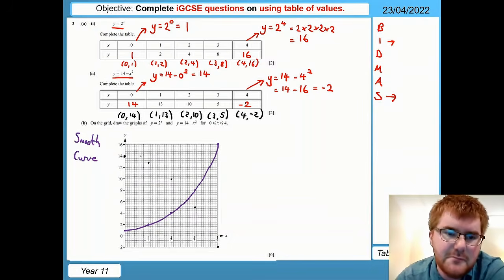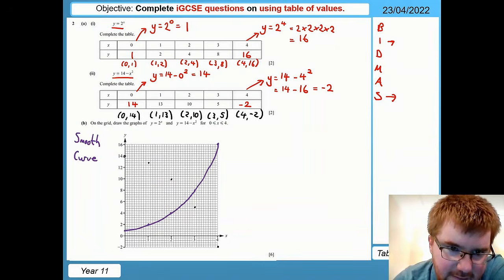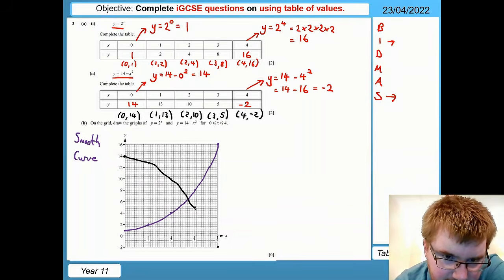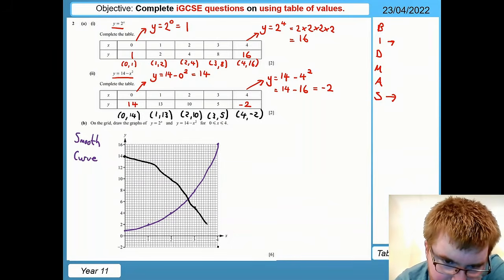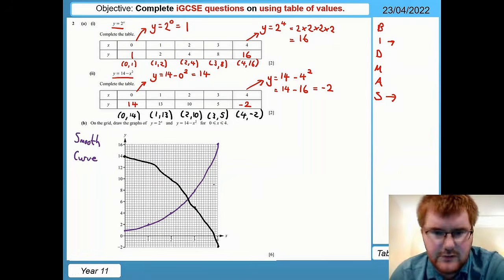Again, we need that smooth curve. So get your arm ready. Make sure you've got no cramp in your arm. And then here we go. Smooth curve. Smooth curve. Okay, this is not so good. Needs to be smoother than this, but it's okay. It's certainly not too bad.